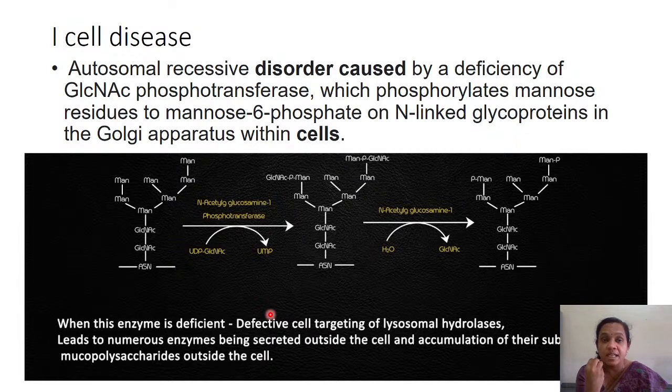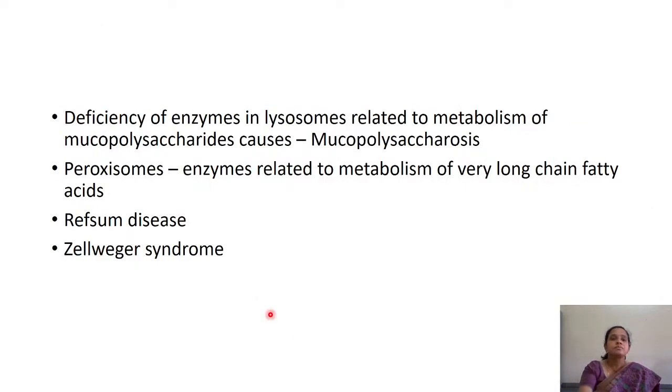The mucopolysaccharide is mainly related to the connective tissue. So there is no proper catabolism of the connective tissue. The cells and the mucous membrane, all these things will be abnormal in this situation. So this is called Hurler disease. Next, if any of the lysosomal enzymes is deficient, that will lead to the disorder called mucopolysaccharidosis.